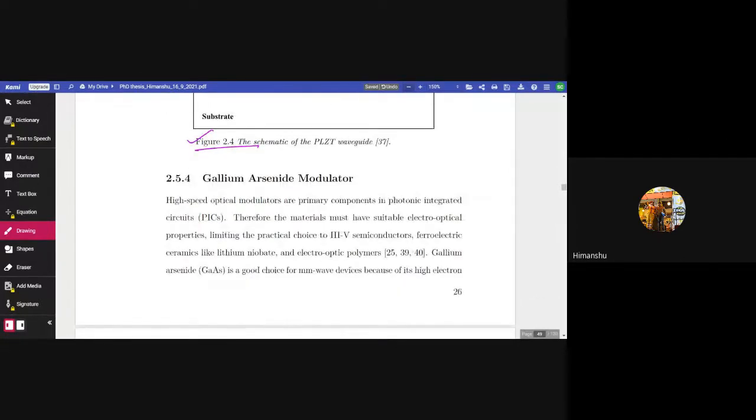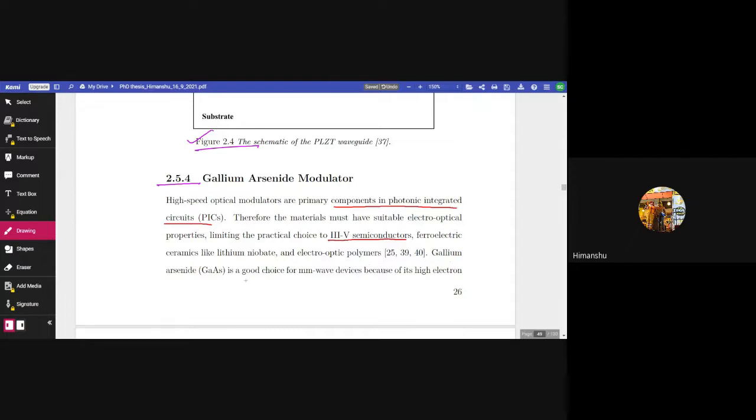So now coming to 2.5.4, gallium arsenide modulator. High-speed optical modulators are primary components in photonic integrated circuits (PICs). Therefore, the materials must have suitable electro-optical properties, limiting the practical choice to III-V semiconductors, ferroelectric ceramics like lithium niobate, and electro-optic polymers. Reference 25, 39, 40.